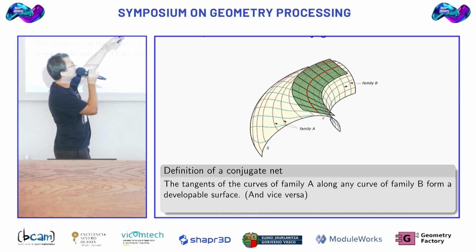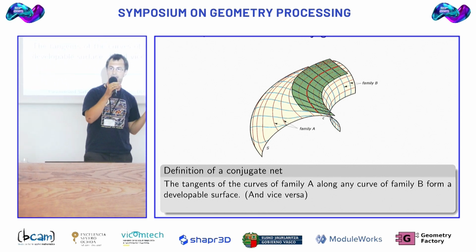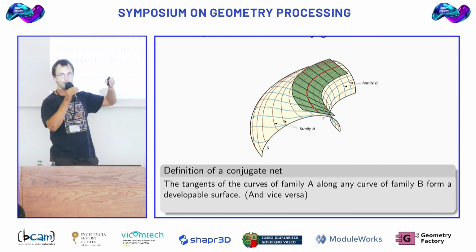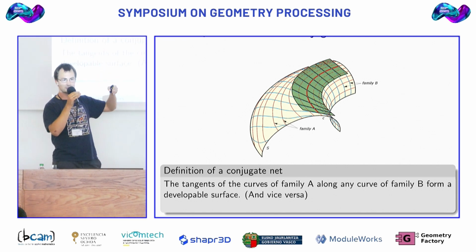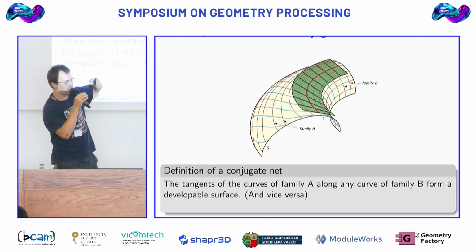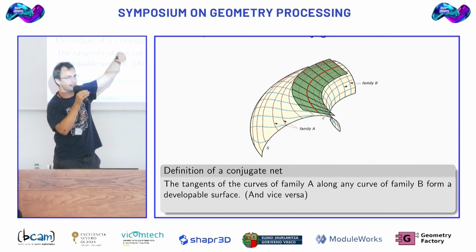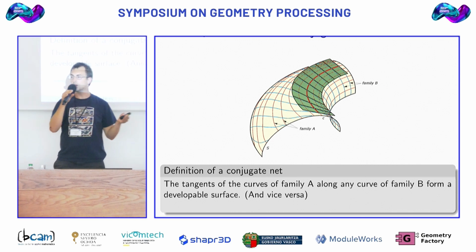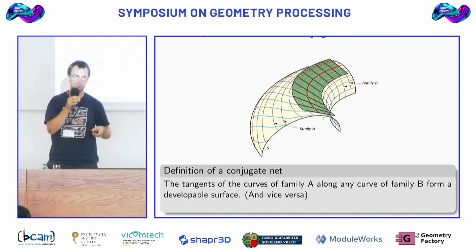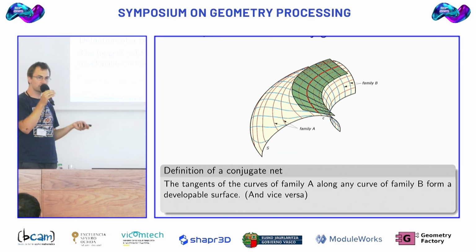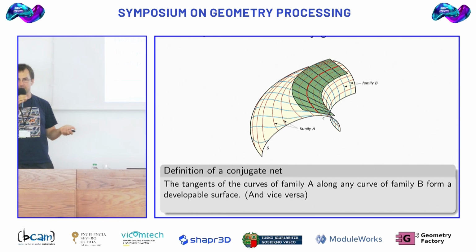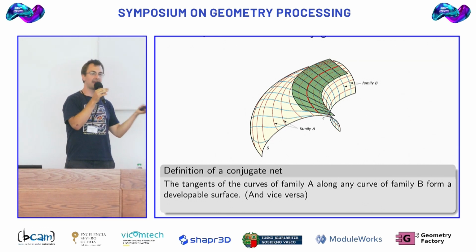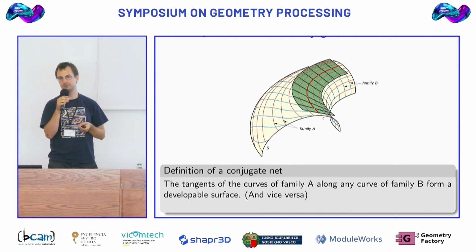You take one of those red curves, and in every point, you take the tangent of the blue curve crossing the red curve. So you get tangents along your red curve, and they form a ruled surface of straight lines. And if this ruled surface is a developable surface, and this works for any curve, then your network of curves is conjugate.